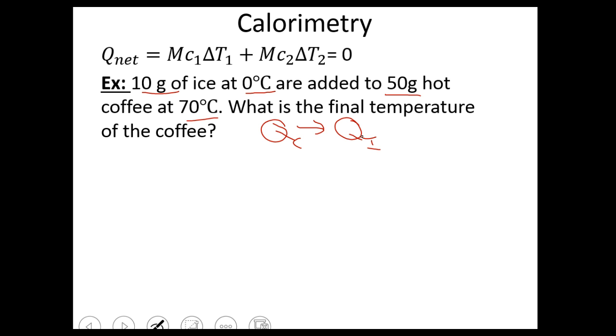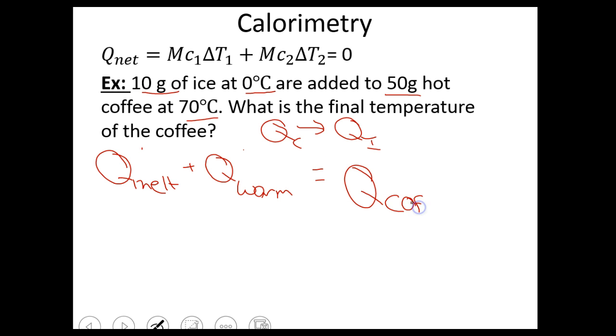I know that the ice is going to melt, and so for the ice there's going to be a melting heat, and there's also going to be a warming up of the liquid water from the ice heat, right? So the ice is going to melt, and then it's going to warm until it's ultimately equal to the coffee. And so the coffee is going to decrease in temperature, the ice is going to increase in temperature until they're equal and they reach equilibrium.